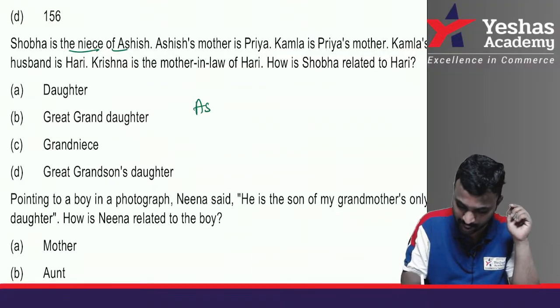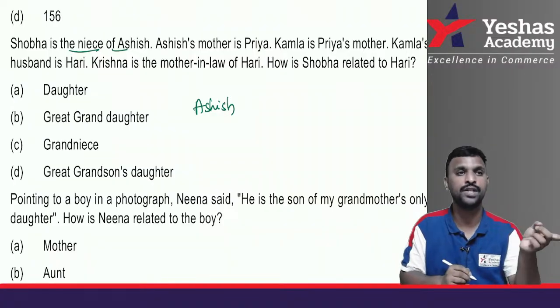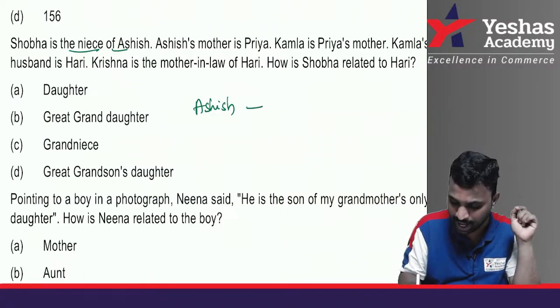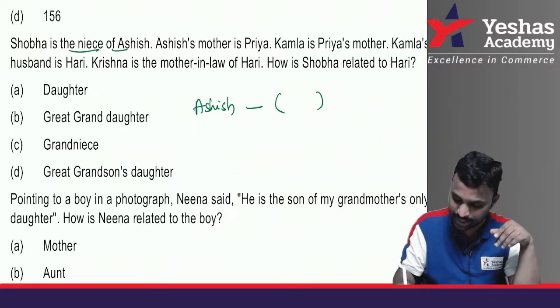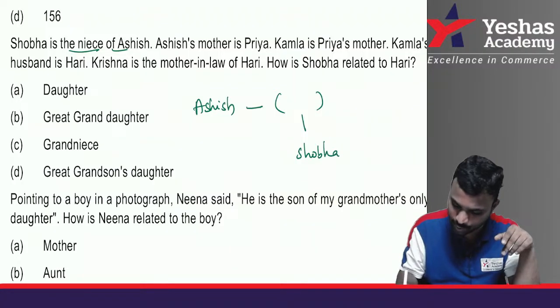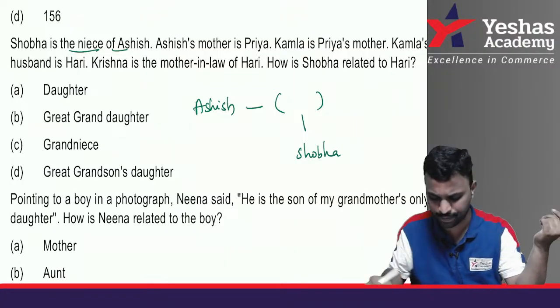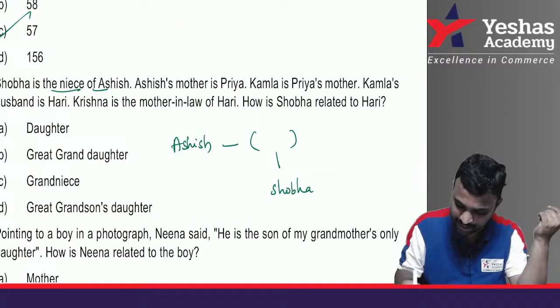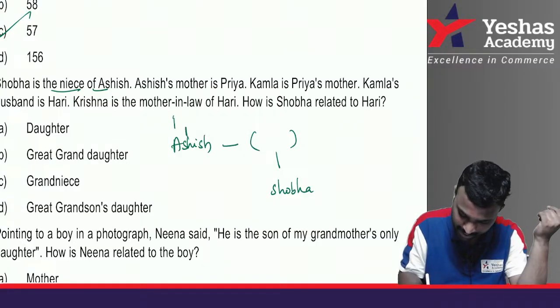For Ashish, Shobha is the niece. That means Ashish's sibling, brother or sister, has a daughter who is Shobha. So we don't know whether it is a sister's daughter or a brother's daughter. Ashish's mother is Priya, so above Ashish, Priya should be there.